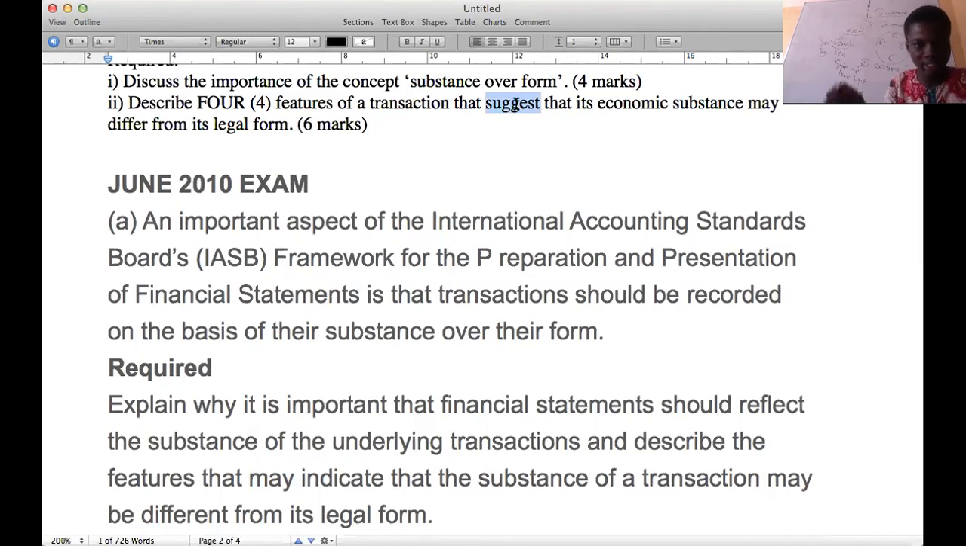So I'm just showing you the original version versus a copied version. Now be with me. That may indicate that the substance of the transaction may differ from its legal form. And that's what you see here. So that's it.